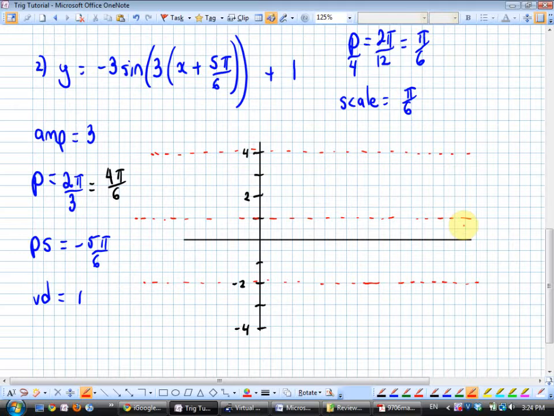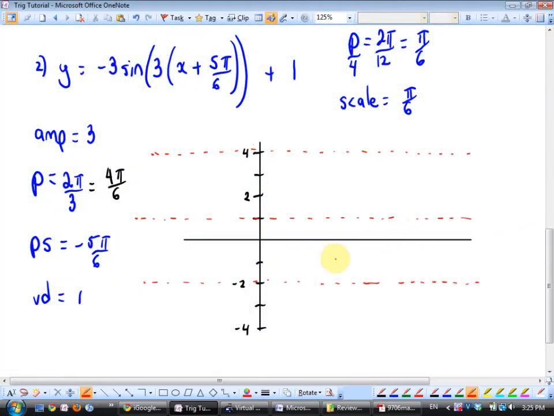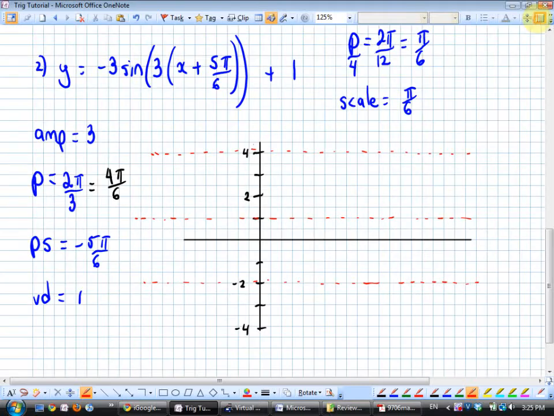Horizontal scale now. What did I want each square to be worth? Pi by 6. So if I was freehanding this, I would say, well, there's pi, there's 3 pi by 6, and then I would break it up into thirds. Since I have graph paper, I'm actually going to count 6 squares. 1, 2, 3, 4, 5, 6. There's pi. 1, 2, 3, 4, 5, 6. There's 2 pi. And let's go backwards. 1, 2, 3, 4, 5, 6. There's negative pi.